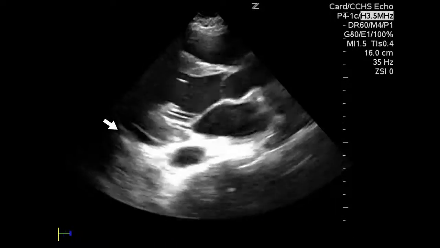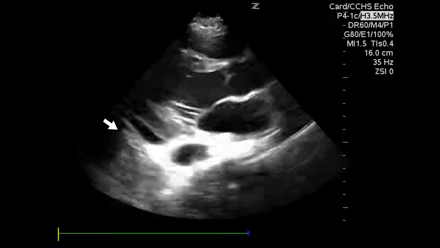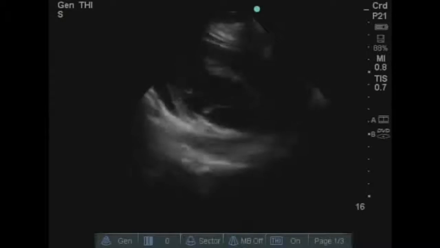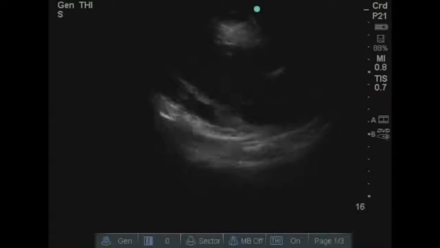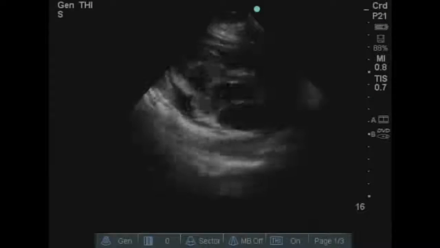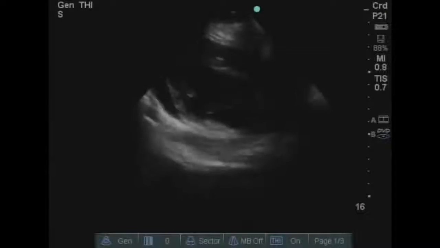We can see a posterior pericardial effusion with that anechoic wedge separating the heart and the pericardium. Here you can see a pericardial effusion in the parasternal long view surrounding the heart, and it is actually impacting cardiac function. You can see the right ventricle having some impaired contraction.